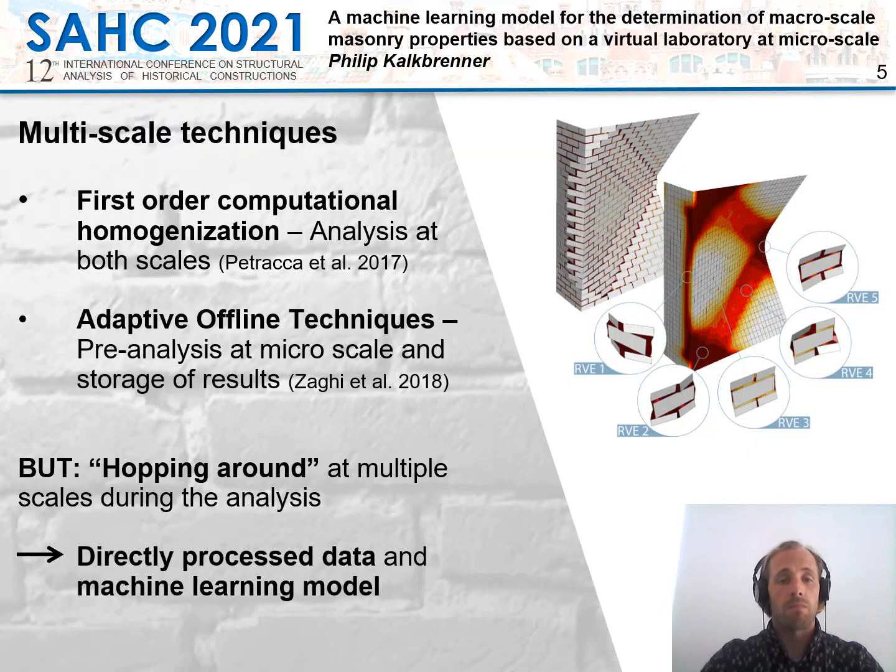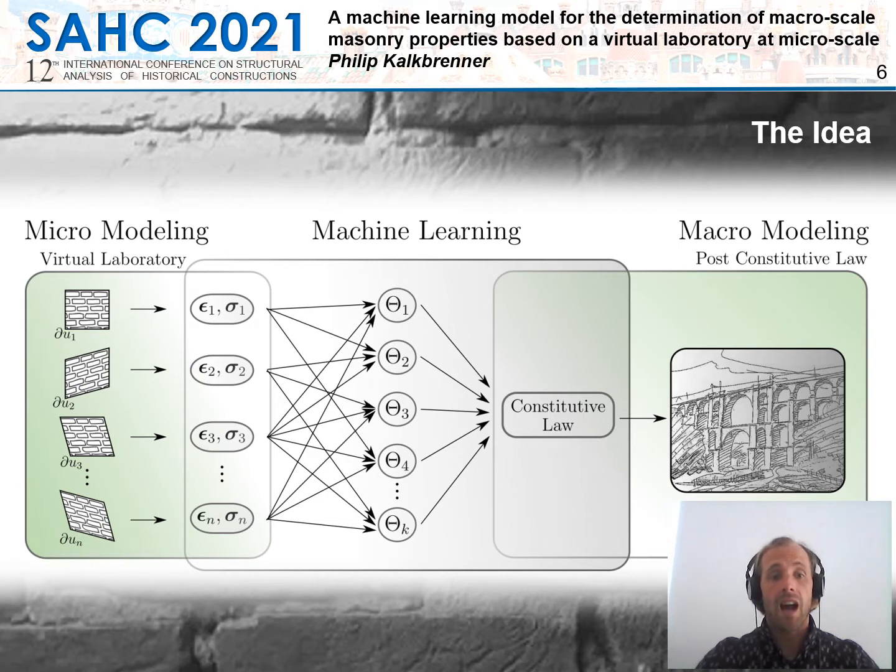and it limits us while representing the damage of masonry. So there were some multi-scale techniques that were trying to combine these micro-modeling and macro-modeling approaches by, for example, first-order computational homogenization or by adaptive offline techniques. Both these techniques apply a hopping around at both these scales, at the micromodel scale and at the macromodel scale during the analysis. So it's still not so effective when you want to apply it to large-scale structures. That is why we have the approach of using directly processed data and machine learning for such a so-called multi-scale technique. And let's start with the methodology and with the idea.